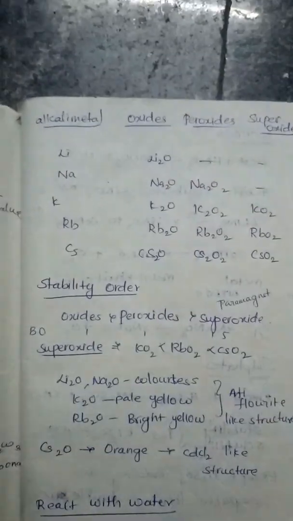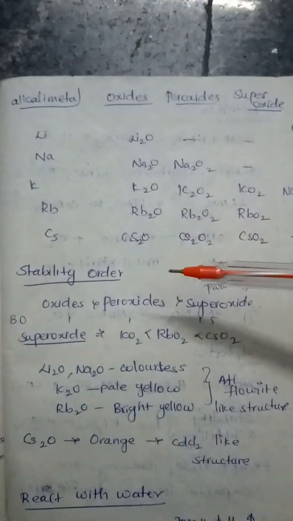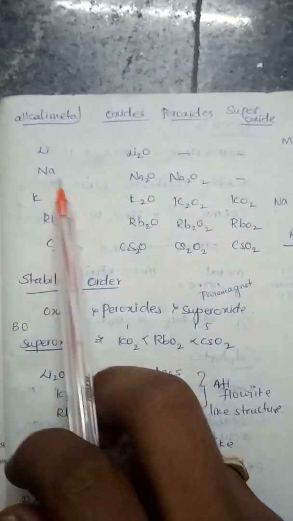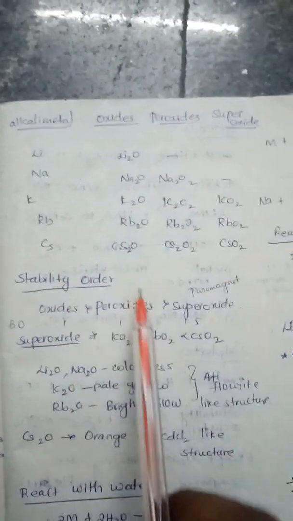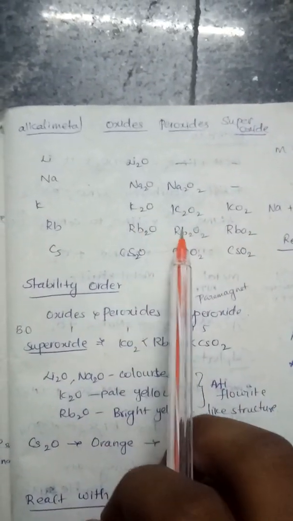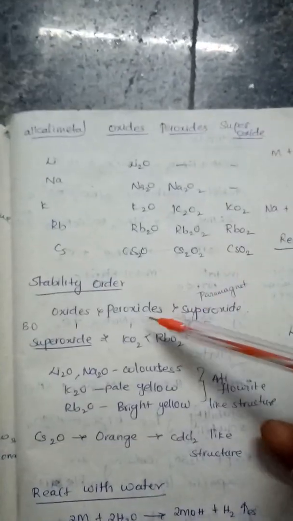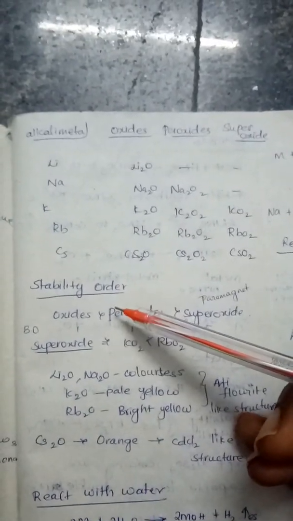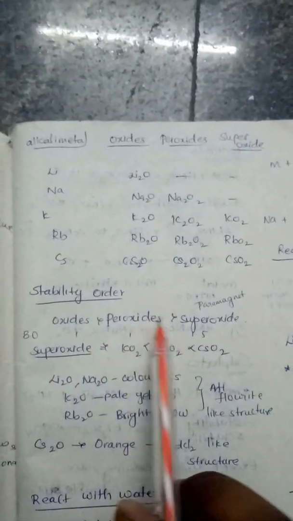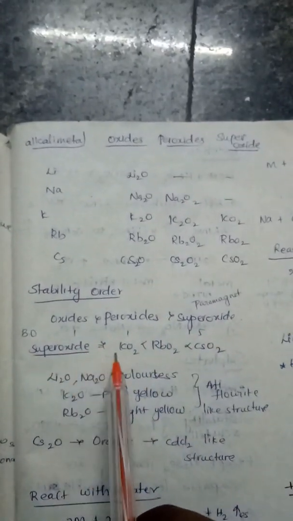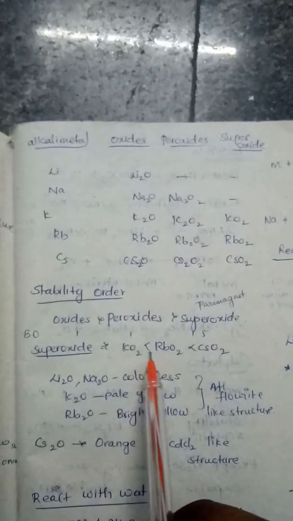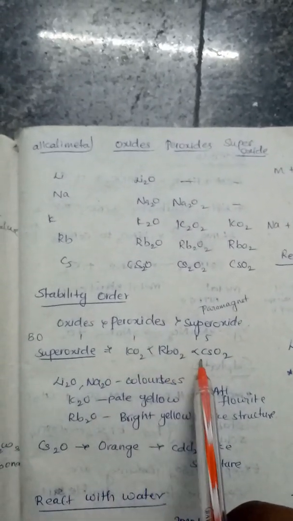Next, oxides, peroxides, superoxides. Let us know which metals form oxides, peroxides, superoxides. Lithium forms only oxide but not peroxide and superoxide. Sodium forms both oxides and peroxides, and potassium, rubidium, cesium form oxides, peroxides and superoxides. Note this point. Stability order in oxides: oxide is greater than peroxide, peroxide is greater than superoxide. Among superoxides, the stability order is KO2 less than RbO2 greater than CsO2.